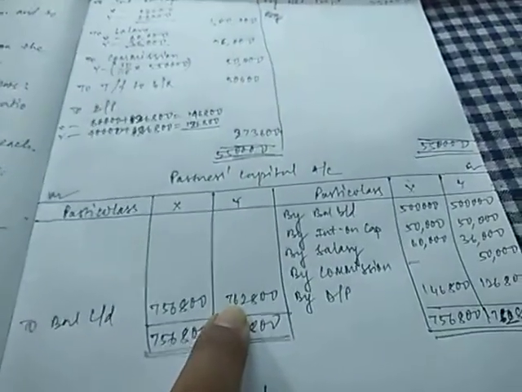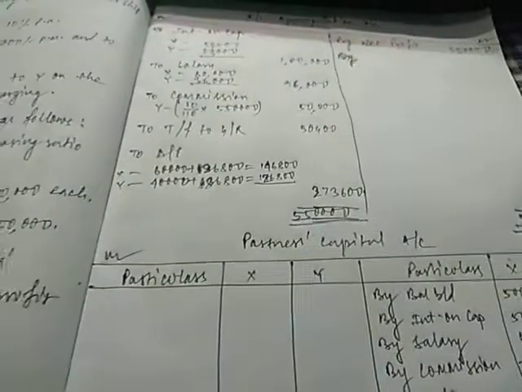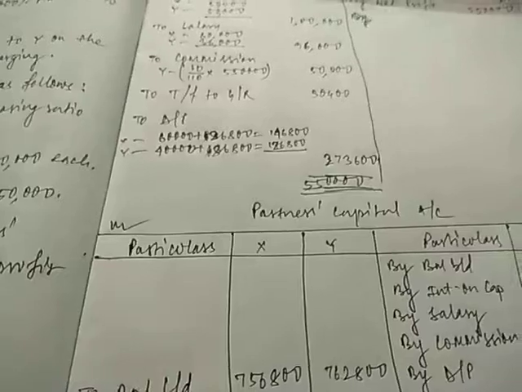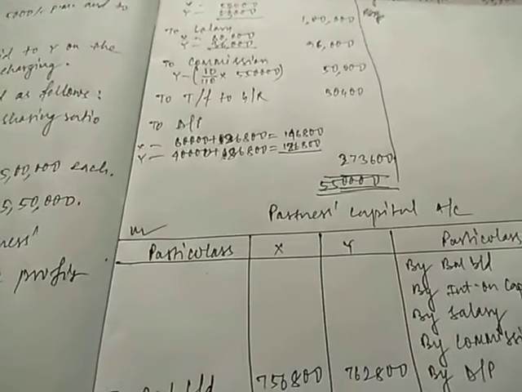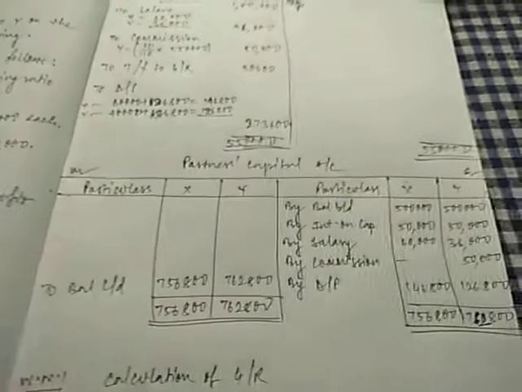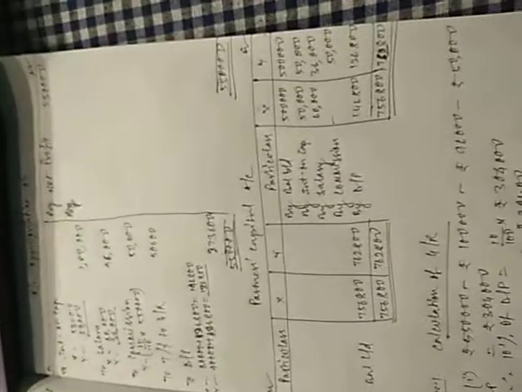So the things to note in this question were, first of all, transfer to general reserve, and the distribution of profits when there is more than one criterion of distribution. We don't need to distribute in the profit sharing ratio only. We also have some other criteria of distribution of profits. So in this manner we have completed our sum. I'm showing you once again. You can check this sum.